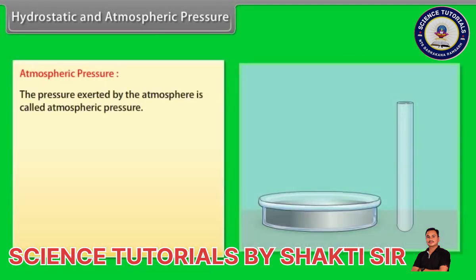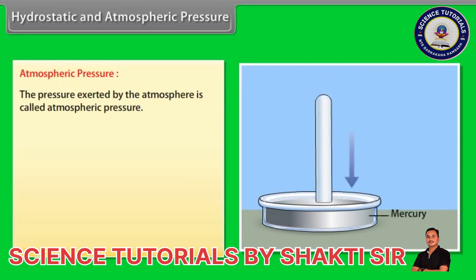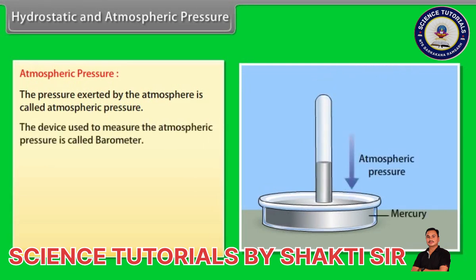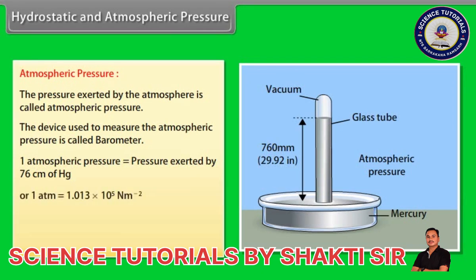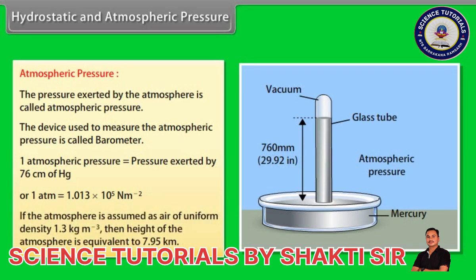Atmospheric pressure. The pressure exerted by the atmosphere is called atmospheric pressure. The device used to measure atmospheric pressure is called a barometer. 1 atmospheric pressure is equal to the pressure exerted by 76 centimeters of mercury, or 1 atm is equal to 1.013 × 10^5 newton per square meter. If the atmosphere is assumed as air of uniform density 1.3 kilogram per cubic meter, then the height of the atmosphere is equivalent to 7.95 kilometers.